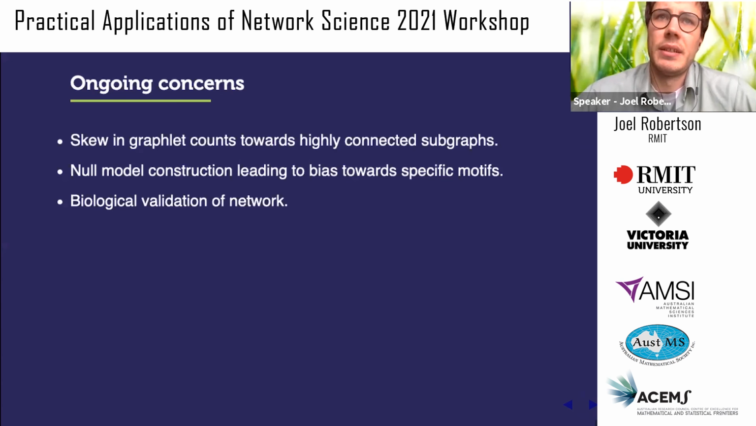There are also concerns about how the null model construction might lead to bias towards specific motifs. I think that is actually a problem in general with motif detection analysis, but I need to look further into that. And lastly, we want to make sure that our network and the significant graphlets that we might identify actually have some biological validity. Even though we want the process to be driven purely by the data, for it to be taken seriously biologically, it needs to match up with some known biological results.